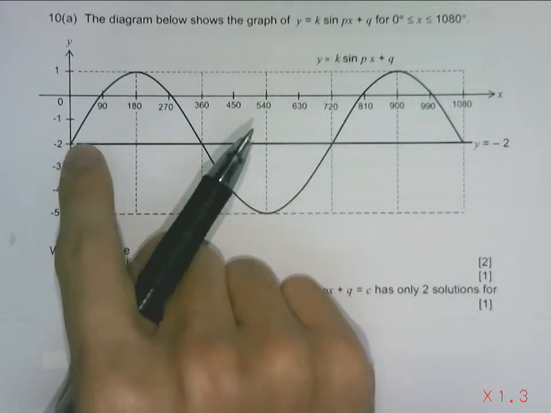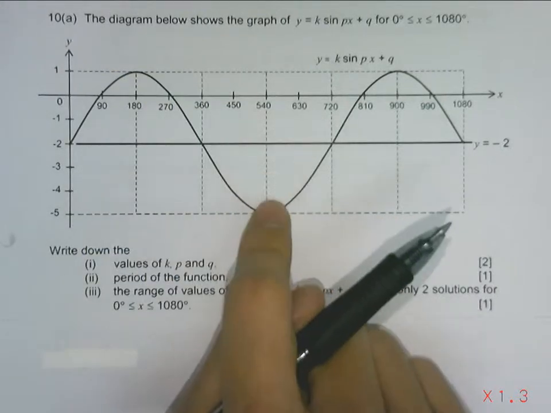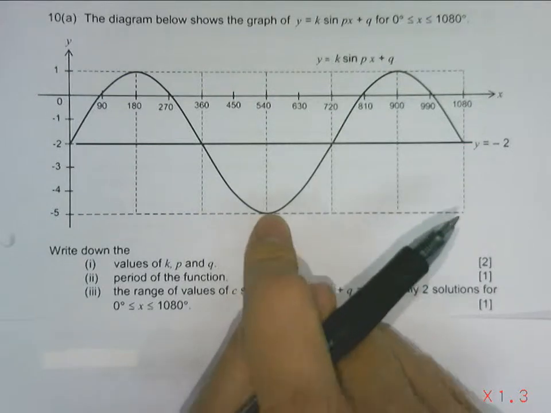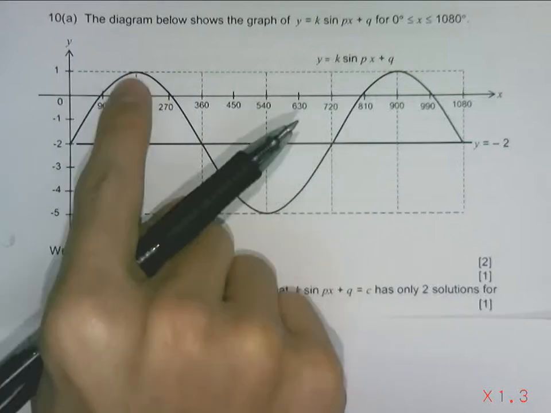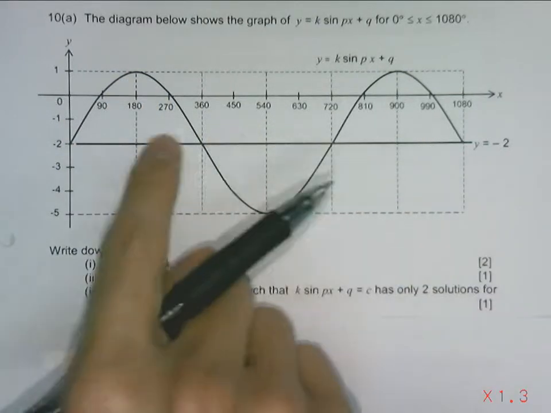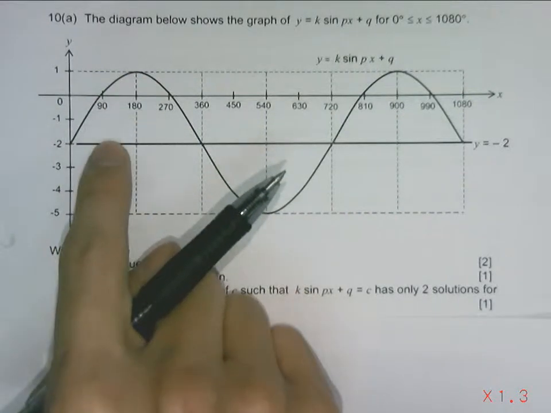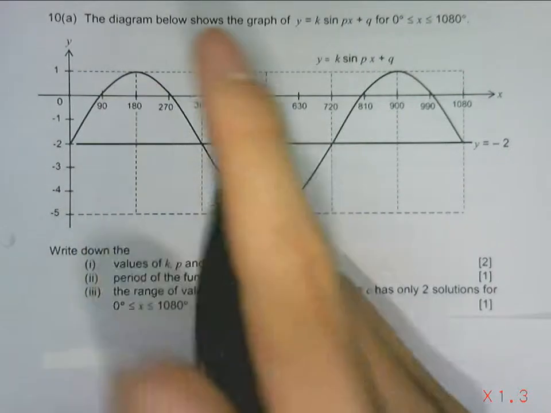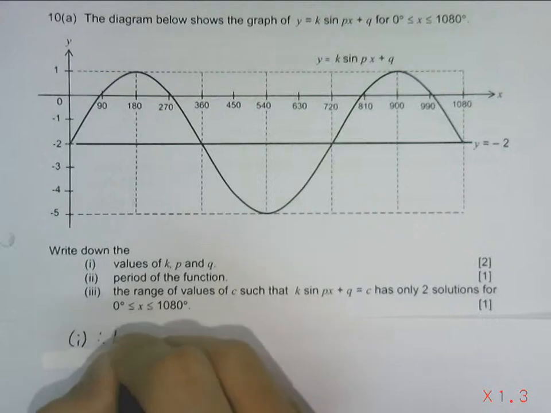And the distance from the central line to the maximum or the minimum point would be the amplitude itself. Alright, not the distance from the maximum to the minimum, but from the maximum to the central line. So this is minus 2 units, this is 1. So we can easily find k by counting 1, 2, 3 units. So k equals 3.